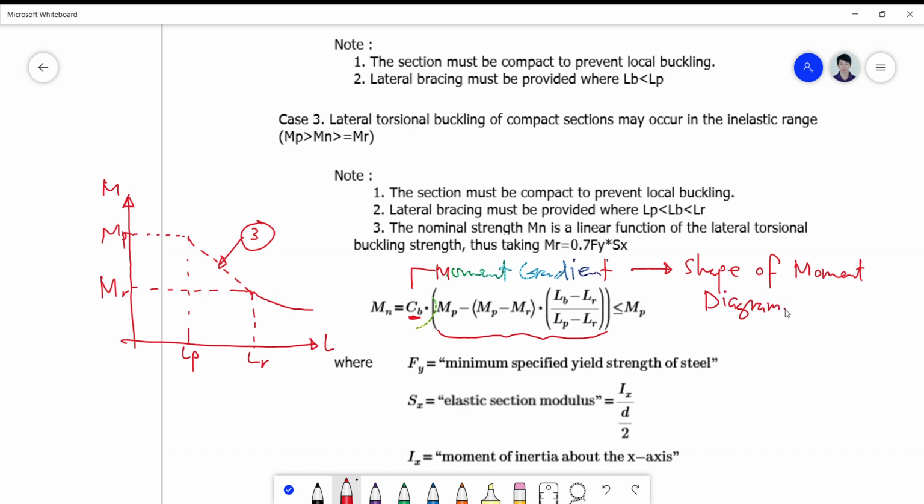The mode into which your moment varies with your beam length actually gives you a value of CB for a possible increase in the value of Mn, but not to exceed your plastic moment. So this equation now is simply an interpolation equation obtained from the values MP, MR, LP, and LR.